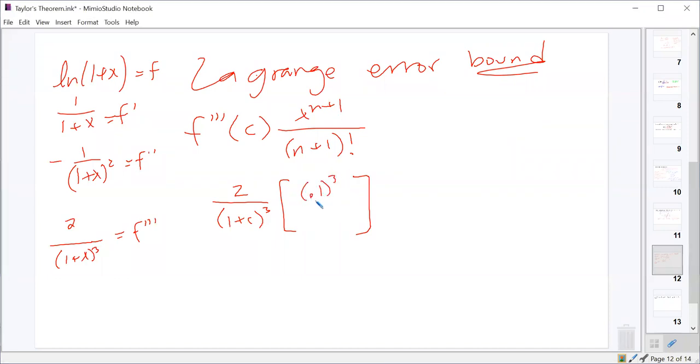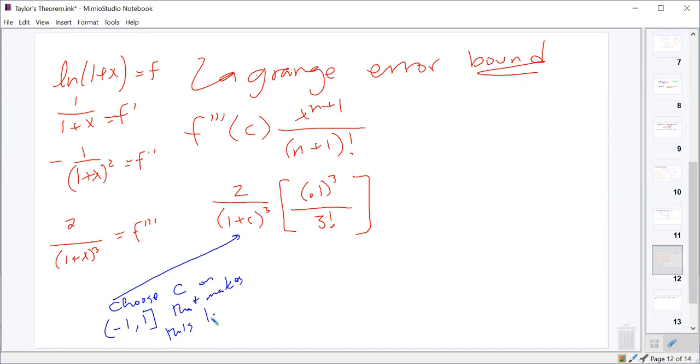N plus 1 is 3, right? Because we're on our third term here, third derivative, third term. Over n plus 1, 3 factorial. And so now we need to choose a c on, well, what is the interval of convergence for this series? It's -1 to 1, right? We need to choose a c on -1 to 1 that makes this whole term the largest it could possibly be. So what value between -1 and 1 makes this whole term the largest it could be?